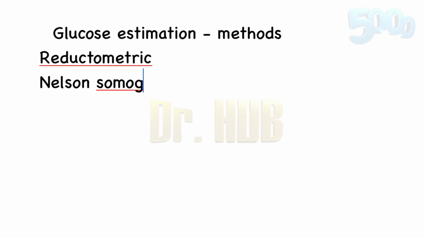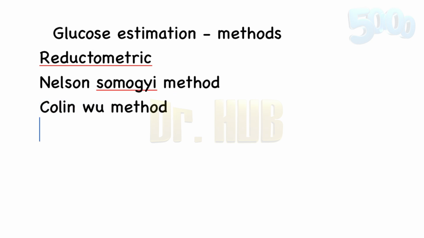Next, what is included? Next is the Folin-Wu method. Then comes the Wu-Toluidine method. And next is the enzymatic. So the reductometric method has three things: the Nelson-Somogyi method, the Folin-Wu method, and the Wu-Toluidine method.